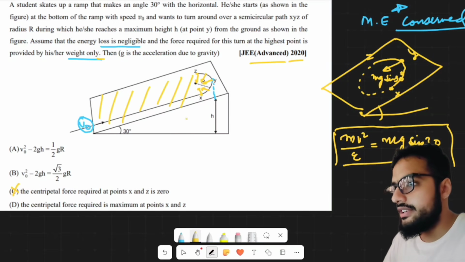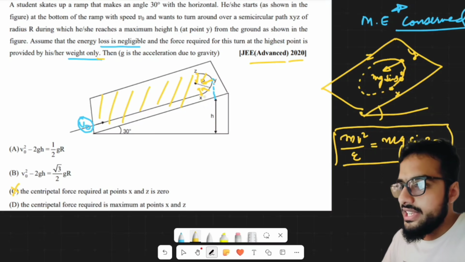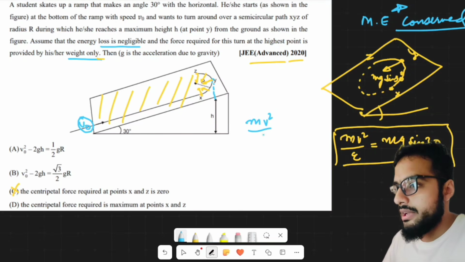It's radially inwards at every point. Fine, but let's see how much centripetal force we require. You'll say, sir, we need mv square by r centripetal force.